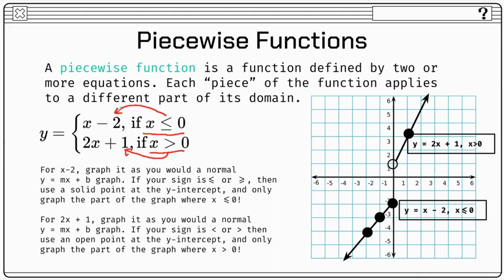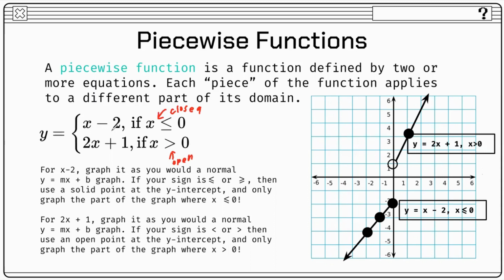Now, piecewise functions are like graphing normal linear functions with just a few extra steps. First, you need to recall some knowledge from the inequality section, and remember your inequality symbols and open and closed circles. For inequality symbols, like less than or equal to or greater than or equal to, you're going to use a closed circle. However, for inequality symbols that are greater than or less than, you're going to have an open circle. So in this case, you're going to plot either a closed or open circle at the y-intercept of your linear equation.